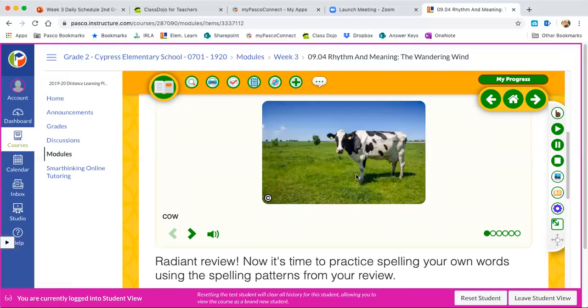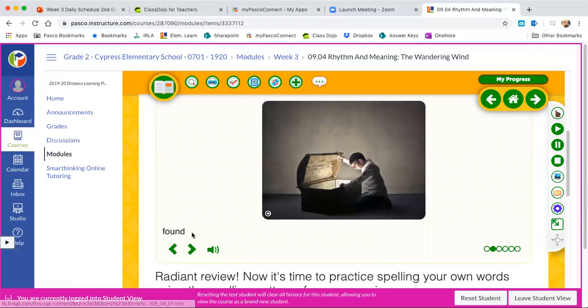So your job here is to look at the picture and read the word on your own. If you get stuck and you need some help, you can click right here. Cow. This says cow. What do you think this one says? Remember, it's going to follow one of the spelling patterns that you've learned. I see an OU in this word, and I know that OU says ow. So this word is found.